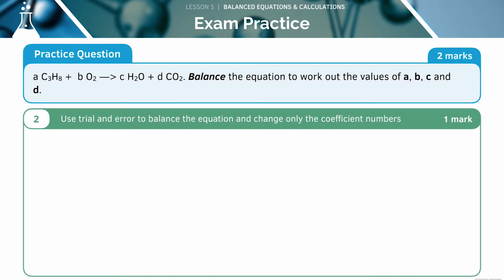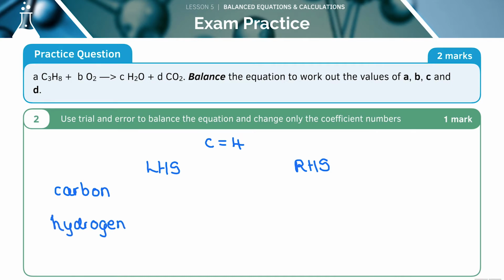Now we just have to work through the rest of the elements. So we'll focus on hydrogen. We should leave the oxygen on the left as it is a standalone element, so we can balance it easily at the end. We can balance hydrogen if C is equal to 4. So again, we've got our left-hand side and we've got our right-hand side. So here we've again got carbon, hydrogen, and oxygen.